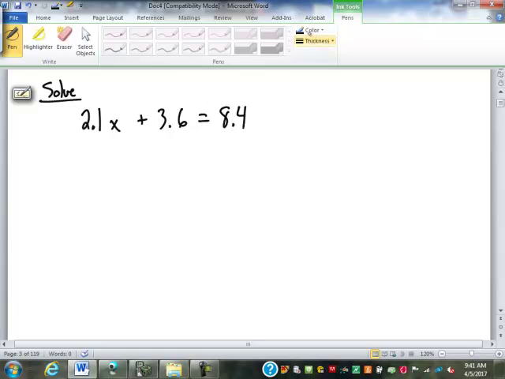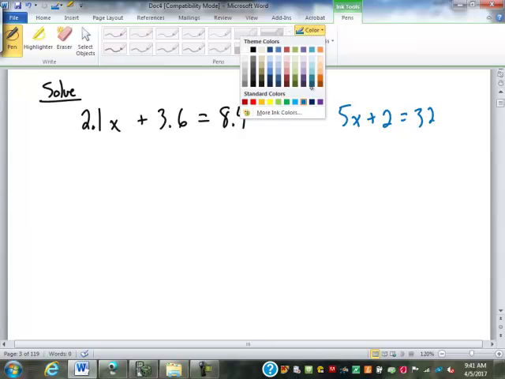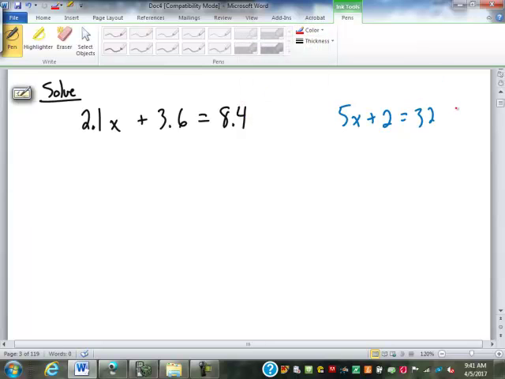So these equations some people were struggling with. Remember, we're solving this. This is going to be just like having an equation like 5x plus 2 equals 32. The first step over here would be to subtract the 2. Well, over here, what's the first step going to be then? Subtract the 3.6. So 2.1x equals, what does that come out to be, 4.8?